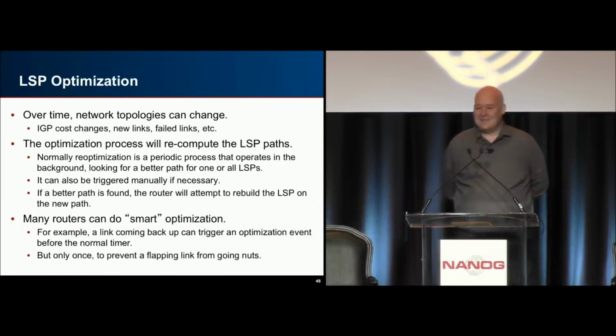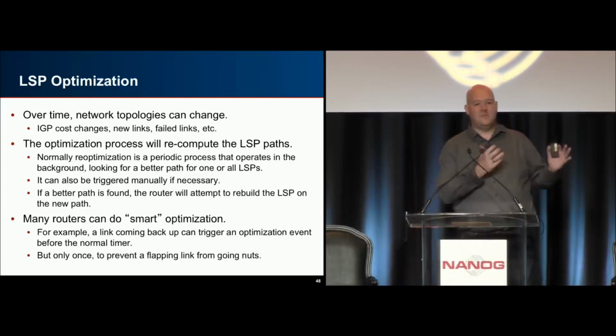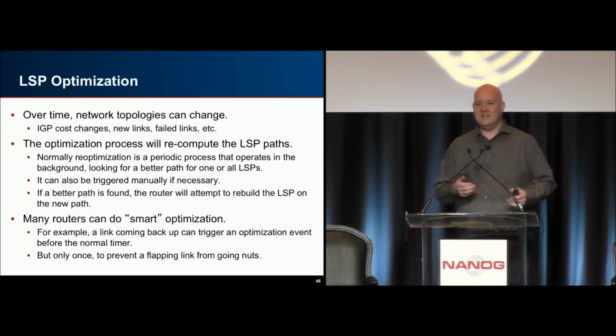So LSP optimizations. Over time, network topologies change, right? Your IGP costs change. You add new links. You have failed links. And so you need to do reoptimizations. Normally what happens is you have a reoptimization with a periodic process that operates in the background, and you might say every hour, do a scan of all these LSPs and see if there is something we're missing, and force a reoptimization. You can also trigger it manually. You can also have it do it whenever a new best path is found.